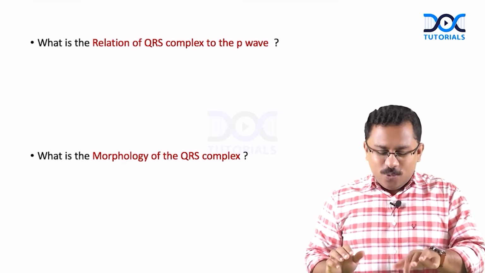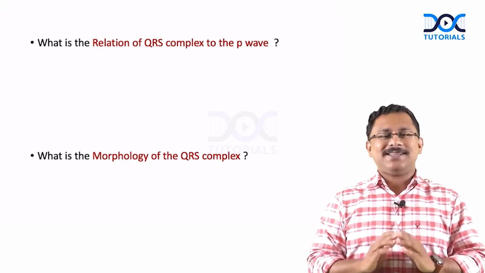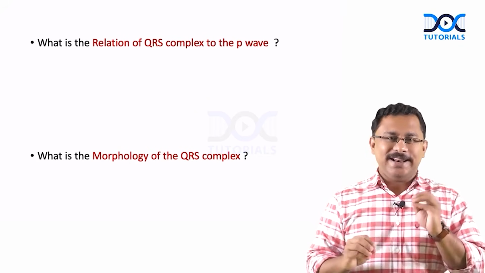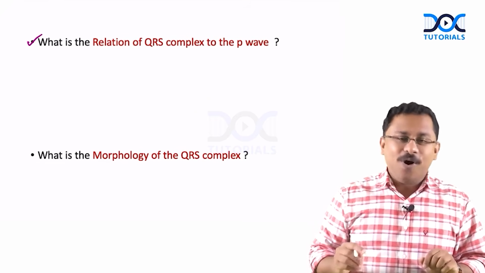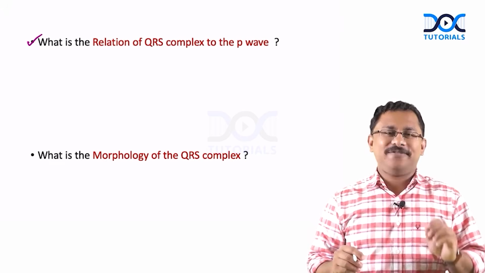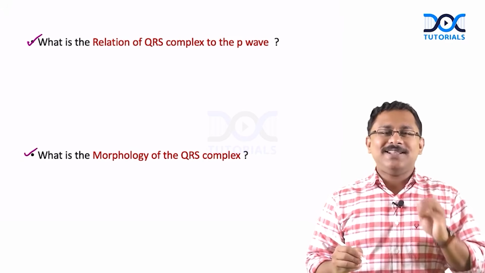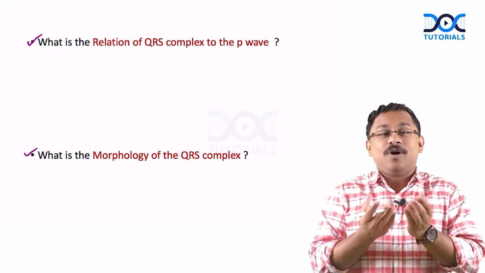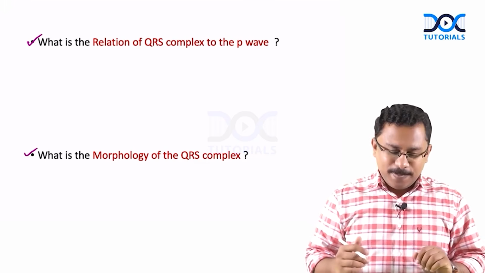Alright, now when you go into the analysis of the QRS complex, there are two questions that you should answer to yourself. What are those two questions? Number one, what is the relation of QRS complex to the P wave? And question number two is, what is the morphology of the QRS complex? Maybe you can even say what is the morphology and duration of the QRS complex.